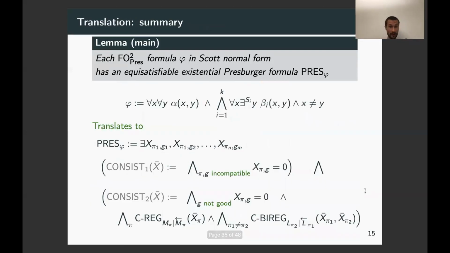Okay, so overall, we have the following picture. We have a formula in Scott normal form. We translate it to an existential Presburger formula. Scott normal form has two components, universal and complex. The Presburger formula, again, has two components. The first is simple, the second has these coordinating parts. The variables are a variable for each one type of an element and each behavior function, which describes the relationship to the other elements in the model.